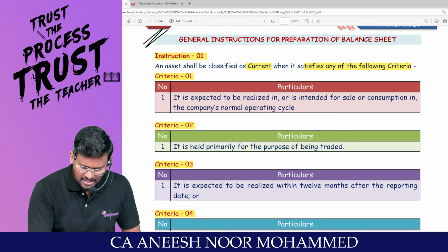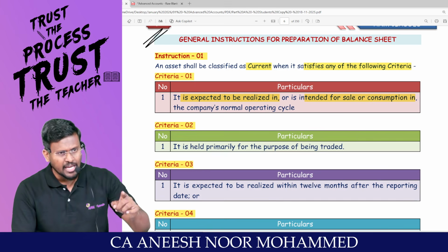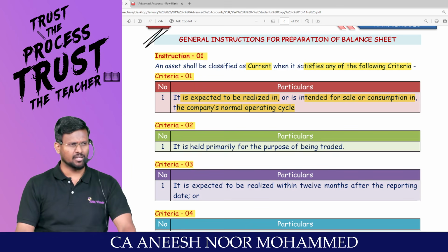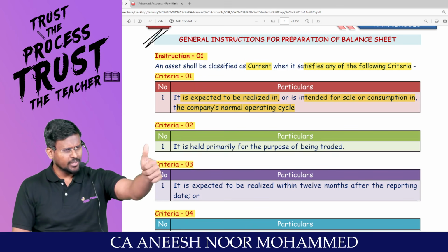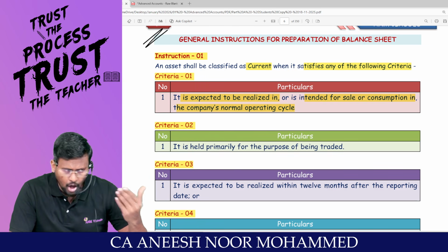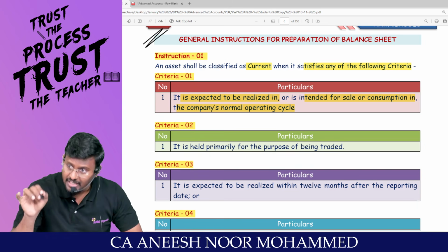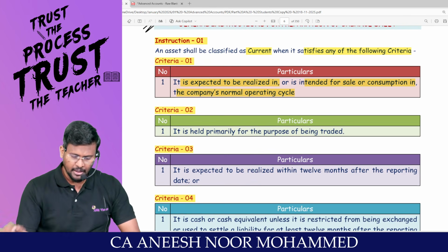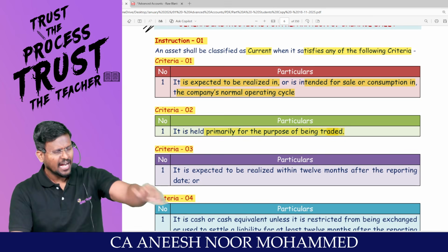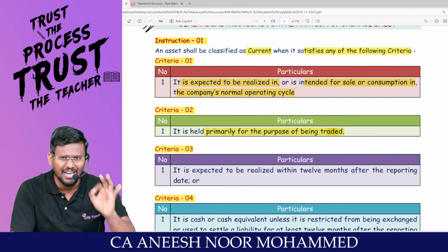My dear lovable students, it is expected to be realized in, or it's intended for sale or consumption in, the company's normal what cycle? Operating cycle. That means within the next 3 months, within the next 6 months, I will get money from the debtor. It's not long term. It is short term. Don't use the word long term. It's not non-current. It is current. Pakka? It is held primarily for the purpose of being what? Traded. That means I will buy the stock, I will sell the stock. Sir, then it should be treated as current.